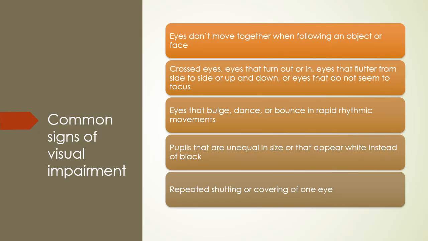Common signs of visual impairment. Eyes don't move together when following an object or face. Crossed eyes, eyes that turn out or in, eyes that flutter from side to side or up or down, or eyes that do not seem to focus. Eyes that bulge, dance, or bounce in rapid rhythmic movements. Pupils that are unequal in size or that appear white instead of black. Or if a student has repeated shutting or covering of one eye, that can be an example of lazy eye, for instance.